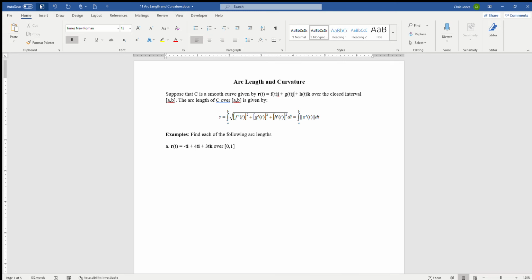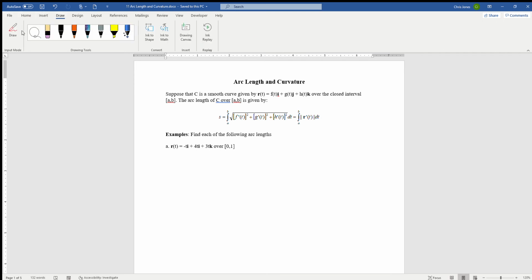Let's say we have a smooth curve defined as r of t equals f of t i, g of t j, h of t k, on an interval from a to b. The length of that arc, which we'll define as s, is equal to the integral from a to b of the square root of f prime squared plus g prime squared plus h prime squared. In other words, it's just the magnitude of the derivative with respect to t. Let's see if we can evaluate the arc lengths for several different functions.